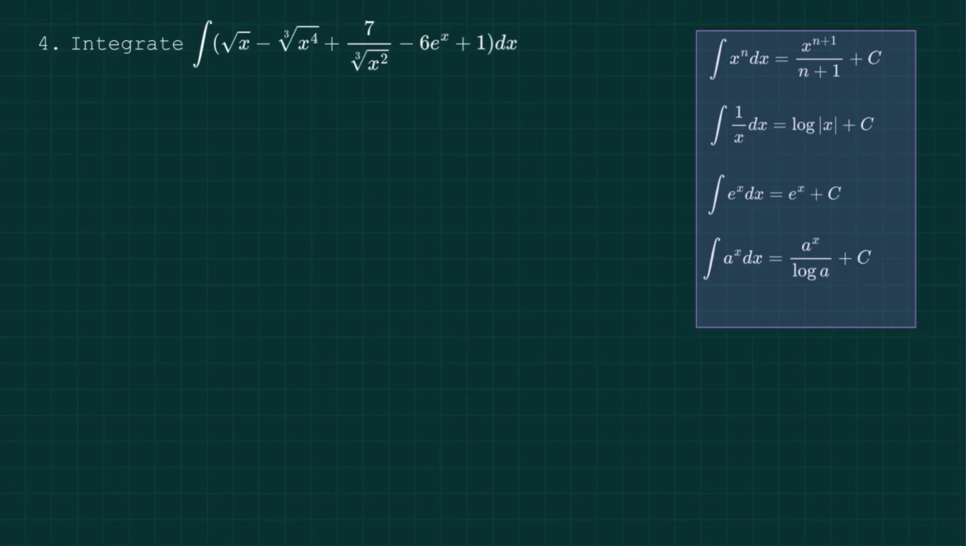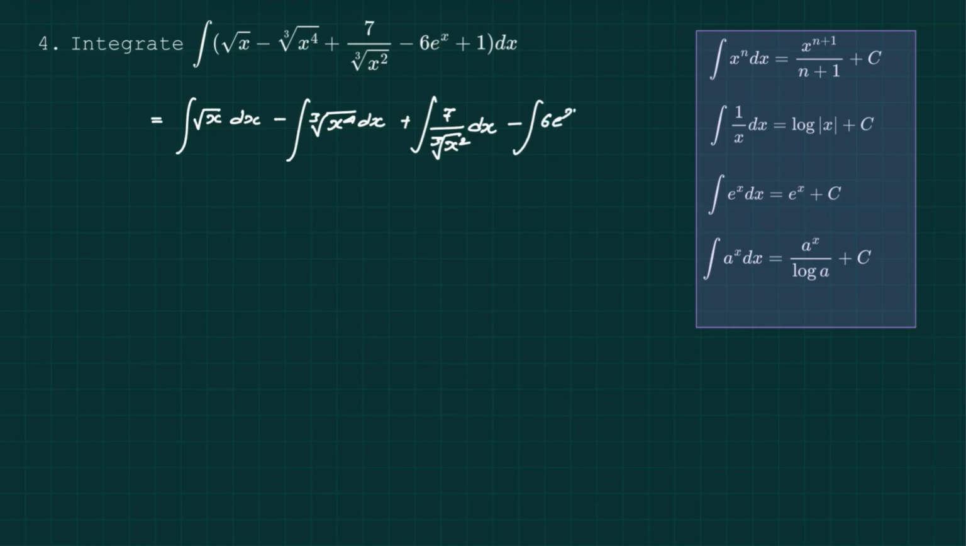Question number 4. Integrate this function. Here inside the bracket there are 1, 2, 3, 4, 5 terms. So first let us distribute the integration. So this equals integration of square root of x dx minus integration of cube root of x to the power 4 dx plus integration of 7 by cube root of x square dx minus integration of 6 e to the power x dx plus integration of 1 into dx.